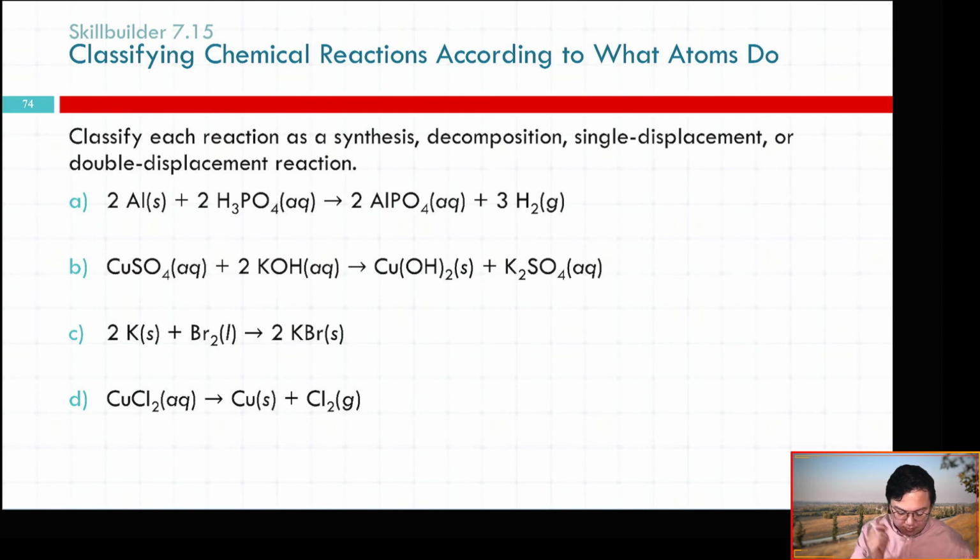So let's do some classification of our own. For this first one, identify what's going on, and we can color code these to make it easier to see. Aluminum, aluminum. Hydrogen, hydrogen. And then PO4 is a phosphate, so that's a polyatomic ion or oxyanion. We can see that we've gone from the aluminum by itself to aluminum with phosphate, and now the hydrogen is by itself. So this would be a single displacement.